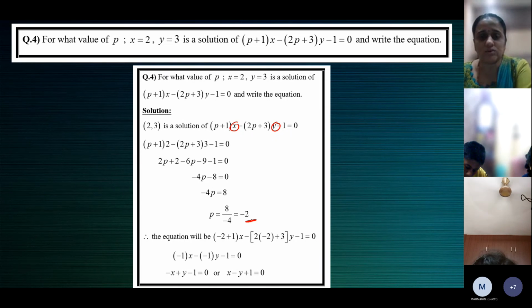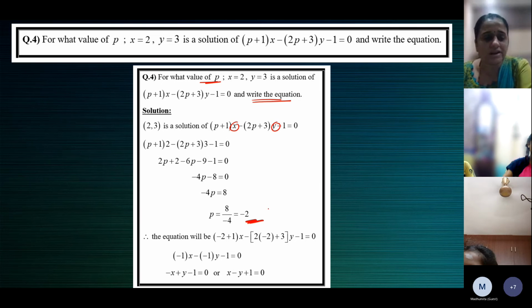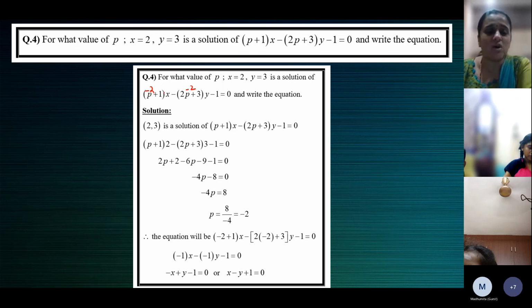So p is minus 2. Now the question: what is the value of p? P is minus 2. And what's the question? Write the equation. Now that you got the value of p as minus 2, write the equation. The equation will be, with p as minus 2, minus 2 plus 1 of x minus, p is minus 2. So minus 2 plus 1 is minus 1, or minus x. See here, minus x.